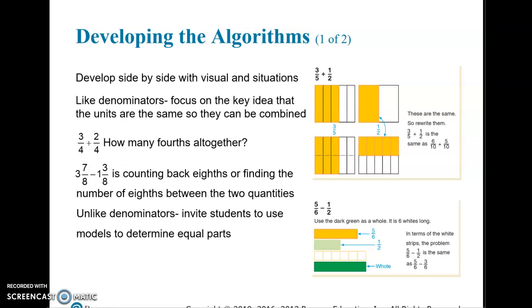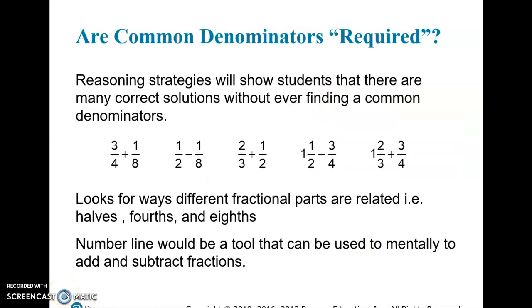In the model I just talked about, 3/5 and 1/2, having a strong conceptual foundation of equivalency is critical for operations with fractions. Students who have a level of fluency moving between a half, 2/4, 4/8, 8/16, or 3/4, 6/8, or 12/16 can adjust fractions as needed to add or subtract fractions. Common denominators are not required.